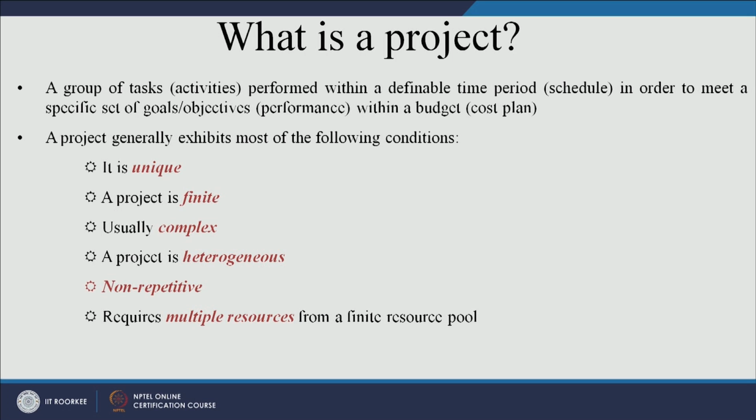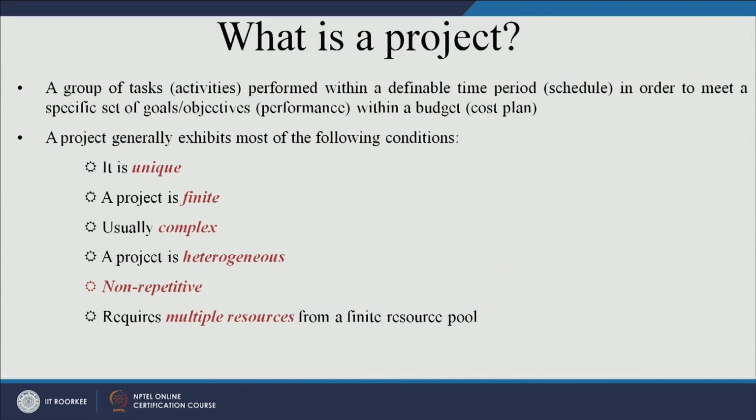I will give you an example. Suppose I construct a road from here to Delhi, from Roorkee to Delhi, and you also construct a road from, let us say, Delhi to Agra. So, what is the difference? Both these are road projects, but they are unique because the location is different, the construction timing may be different, and the resources which are being used for constructing these two road projects might be different. So, that is why every project is unique.